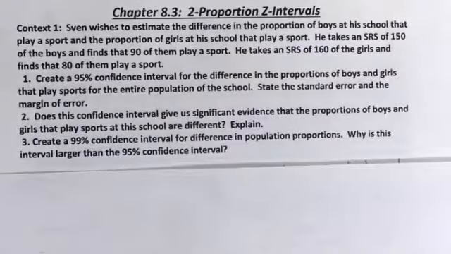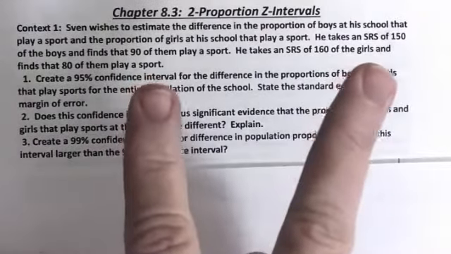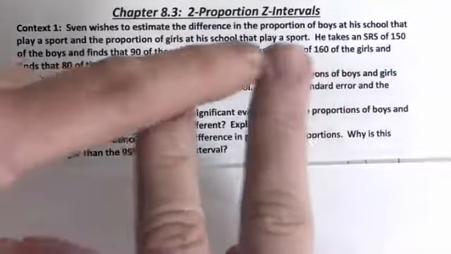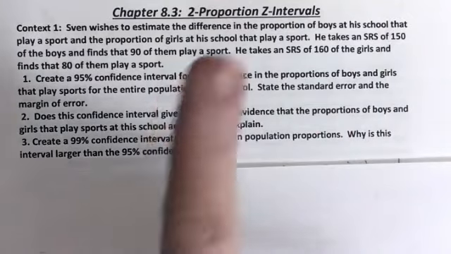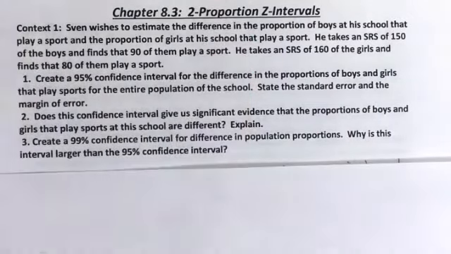Hello, we will now talk about Chapter 8, Section 3, which deals with two proportion z intervals, otherwise known as a two sample z interval for the difference in proportions. And so now we're going to have two populations, and we're going to make an interval with the difference in the proportions of those populations. Whereas in Section 2, we just had one population and one proportion and made an interval in regards to that.